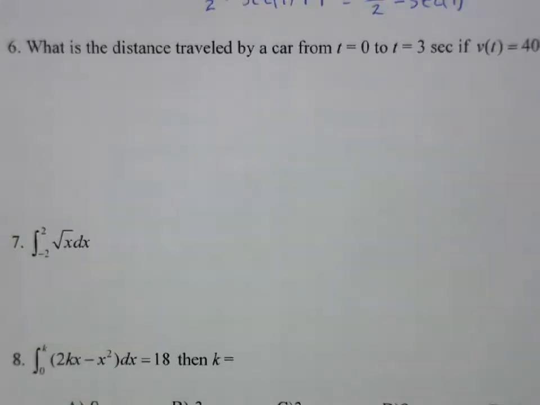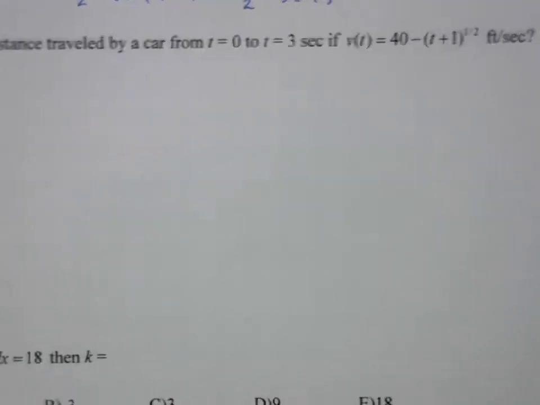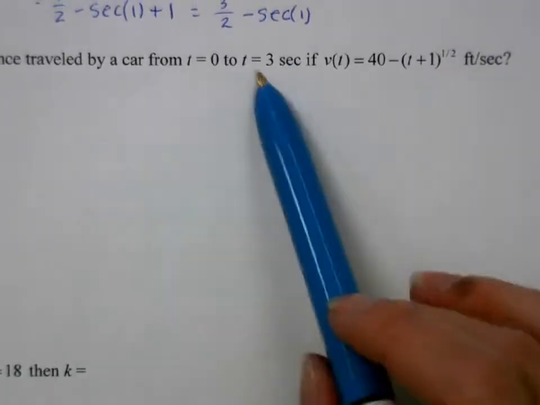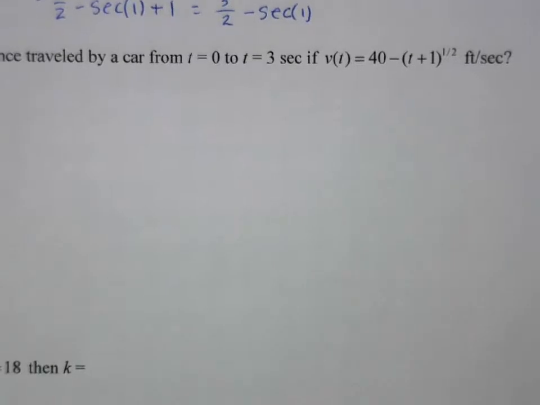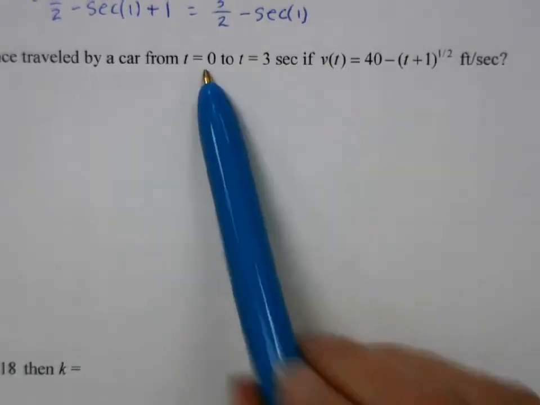Okay, our next question says, what is the distance traveled in a car from t equals 0 to t equals 3 for this? So up to now, we've been counting boxes and things like that to multiply the rate times the time, but now we can use the integral to do that.